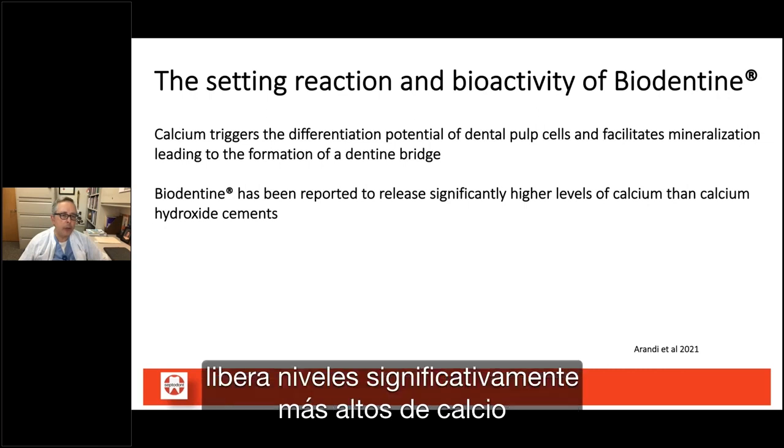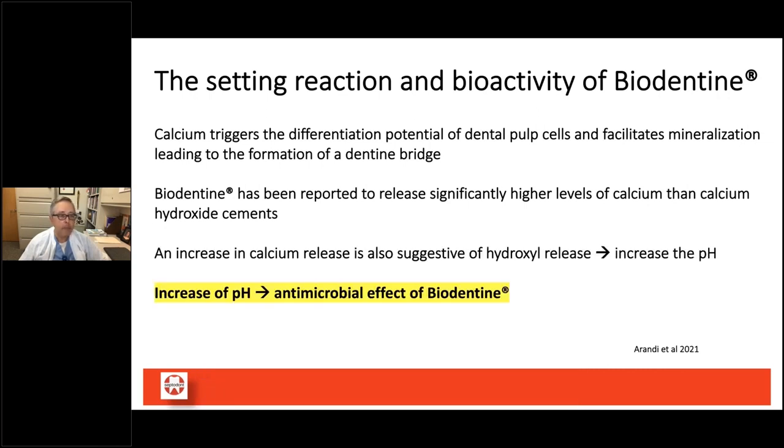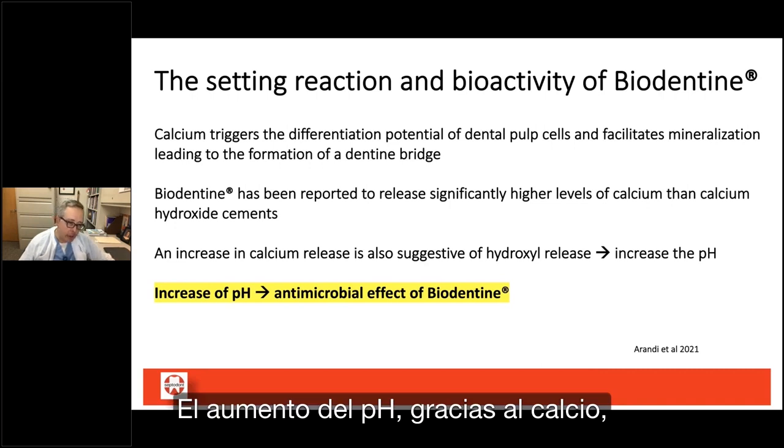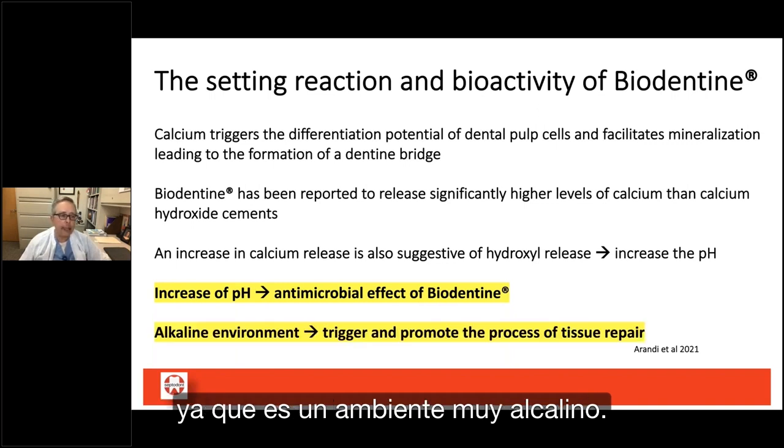Biodentine has been reported to release significantly higher levels of calcium than calcium hydroxide cements. The increase of the pH, thanks to the calcium, is actually antimicrobial, as was discussed before. Very alkaline environment.